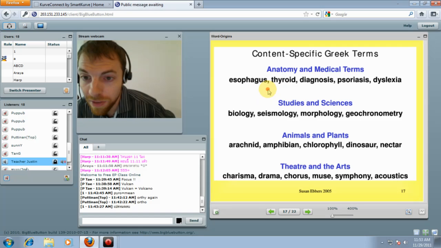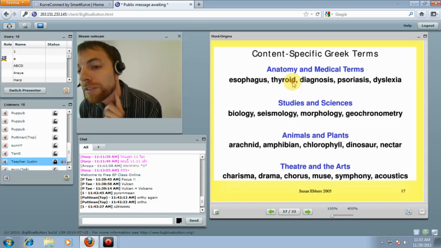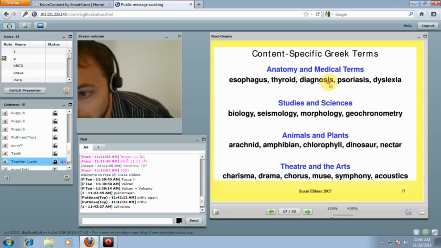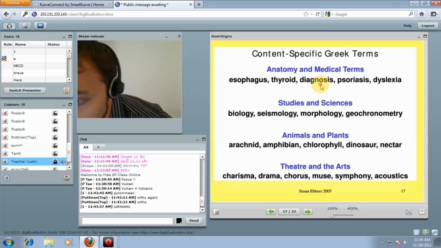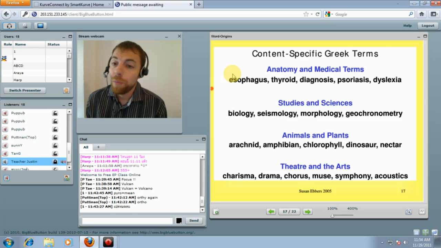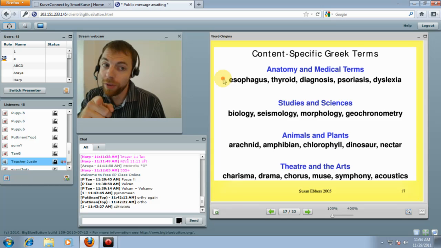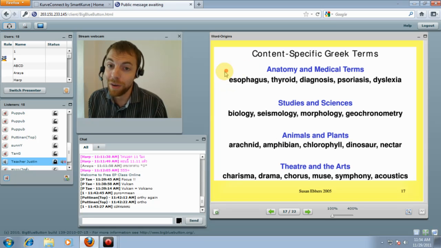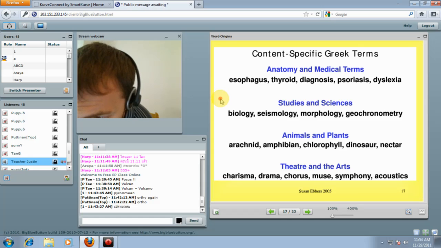Things like esophagus, which is part of your throat right here. Thyroid, which is this thing inside here. Diagnosis is finding out what the problem is. All these things, dyslexia, you can't read. Pretty much anything to do with medicine or being a doctor, it's all about Latin and Greek words. So if you want to do that, if that's your plan, you better start studying now. Very, very important.